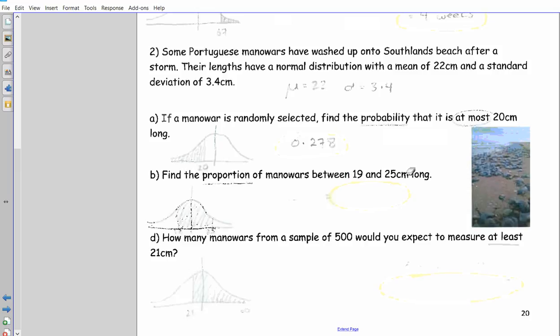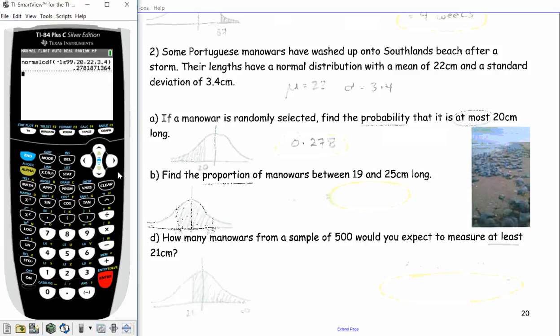and 25 centimeters long. So again, do your little sketch of your normal distribution. The mean is at 22, according to our question. So 19 would be a bit to the left, and 25 would be a bit to the right. So it would be this area here, and you need to put in your lower bound as 19 and your upper bound as 25.